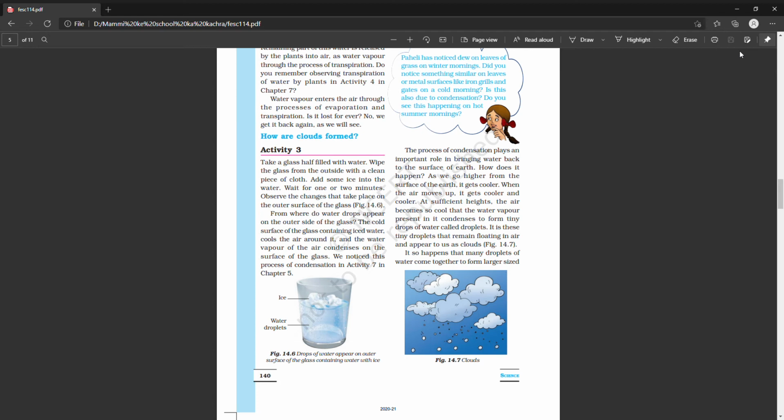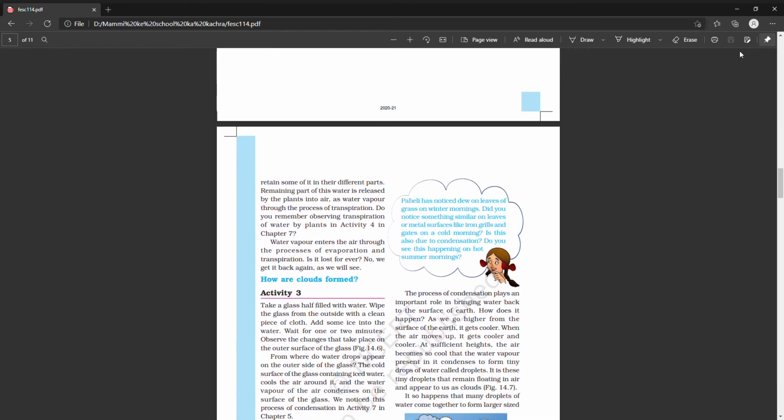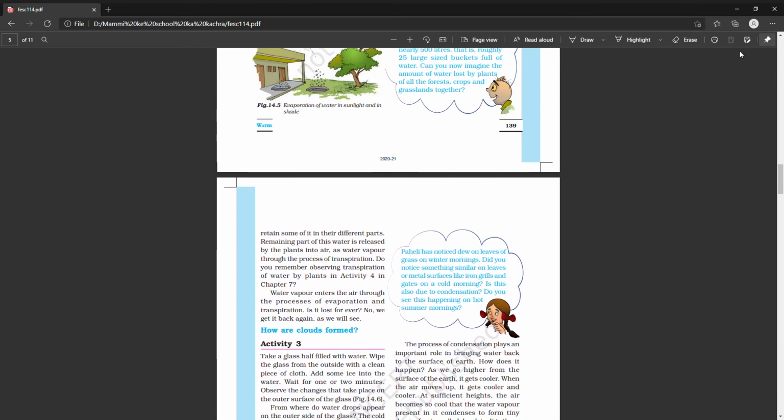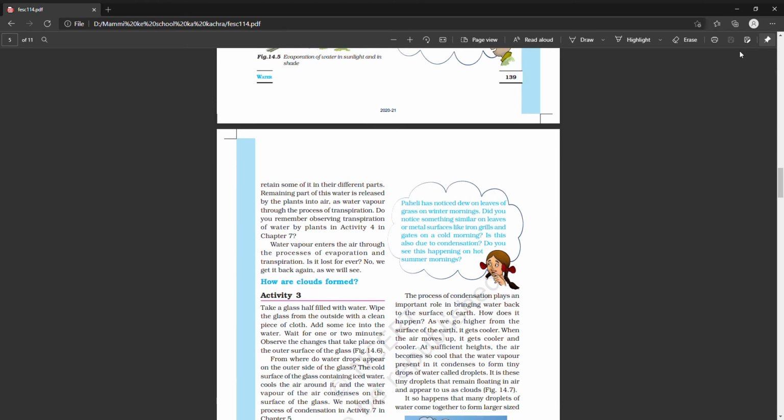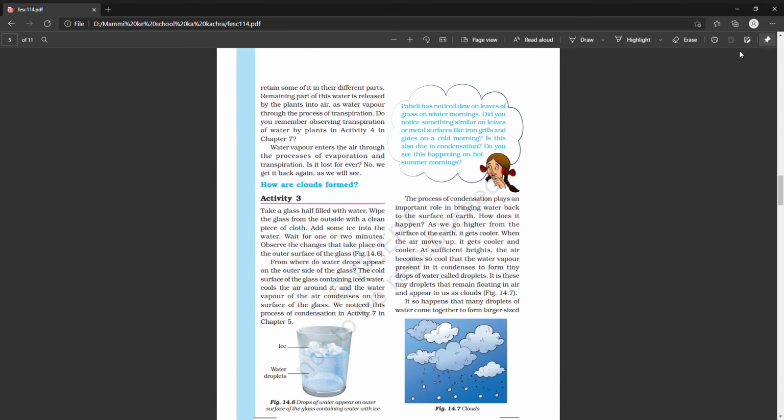This process is called condensation. The process in which water vapor converts into water is called condensation. The process of condensation plays an important role in bringing water back to the surface of Earth. How does it happen? As we go higher from the surface of the Earth, it gets cooler.